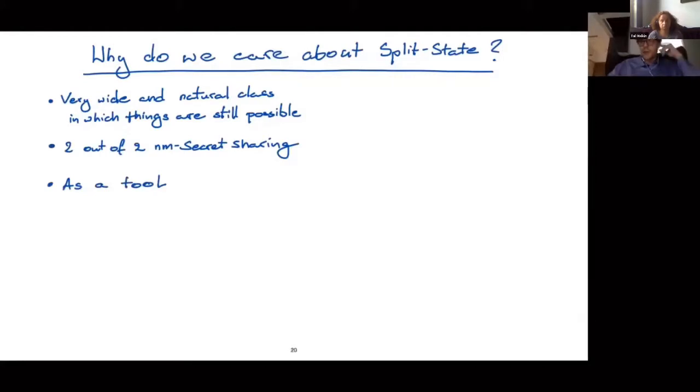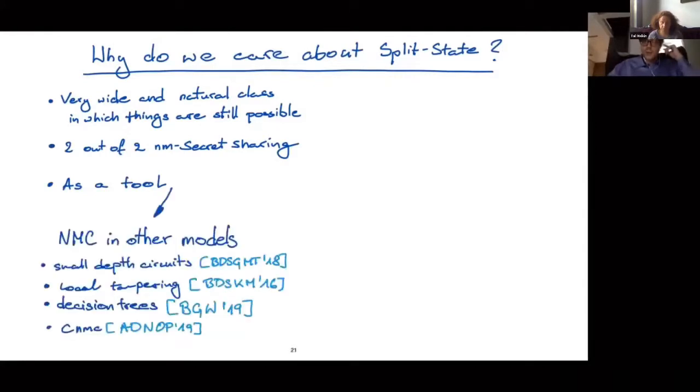for building other things. So first of all, it can be used to build non-malleable codes in other models and other interesting classes. In particular, the first 3 papers: small depth circuits, local tampering, and decision tree adversaries. In all those 3 papers, the idea is to use the split state as a building block. Also, continuous non-malleable codes use split state as a building block.